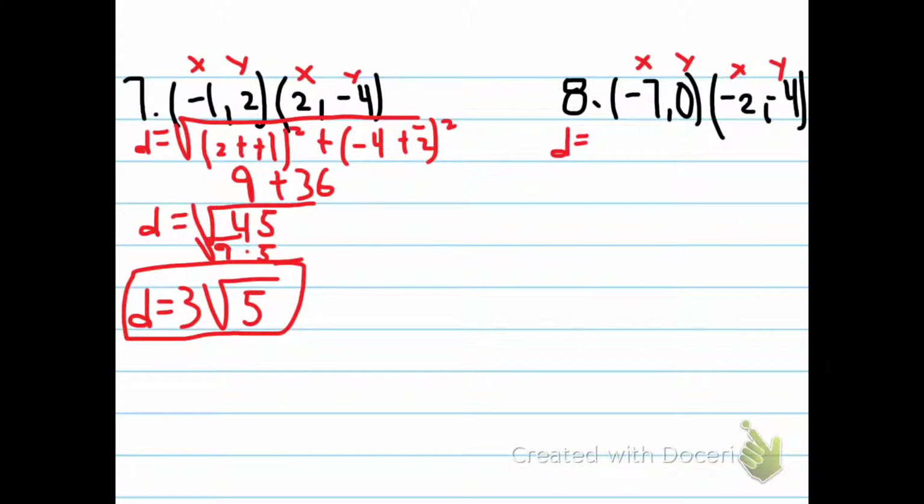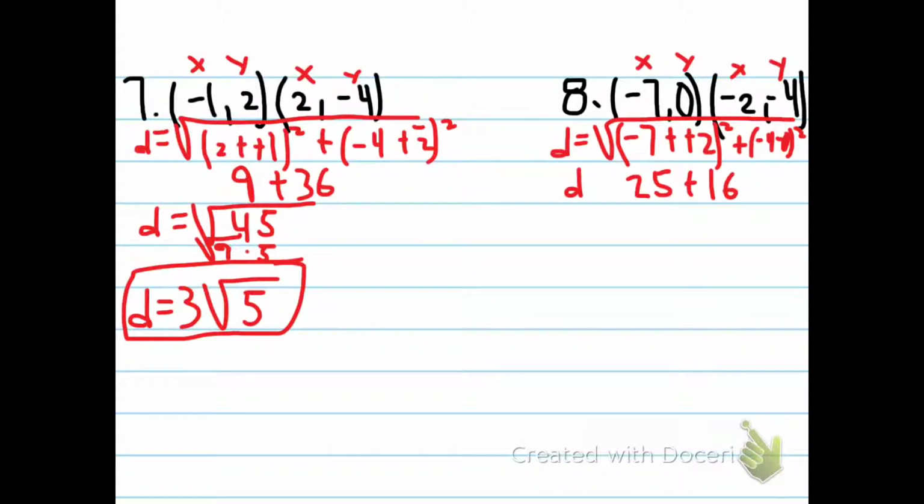So d equals the square root of, our x's are negative 7 and a negative 2, plus negative 4 minus 0 squared. So this becomes plus plus. So negative 7 plus 2 is a negative 5. So when you square that, that's 25. Plus negative 4 minus 0 is just negative 4. So negative 4 squared is 16.